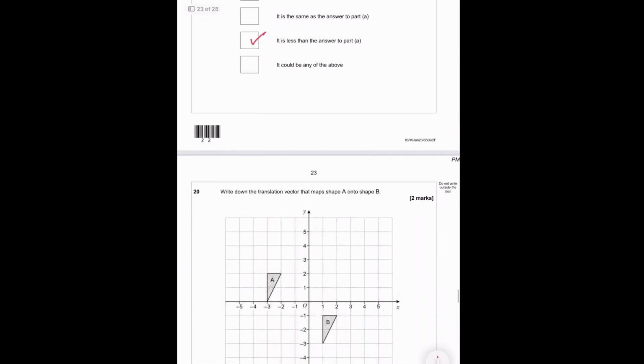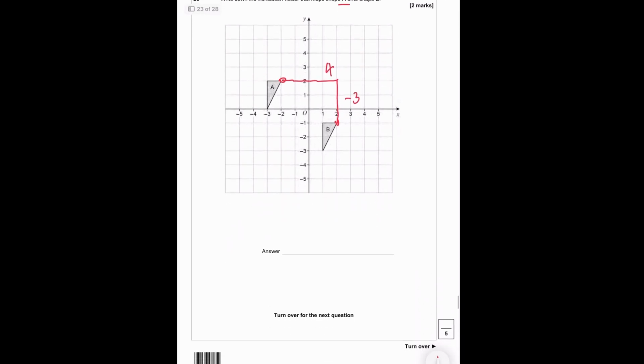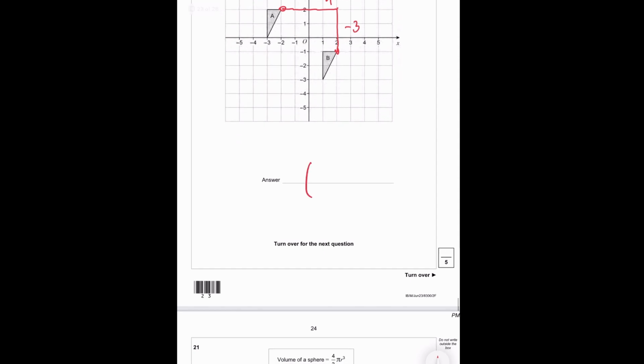Write down the translation vector that maps A onto B. So pick a point on both of them. We're going to go 1, 2, 3, 4 along and 1, 2, 3 down. So that's going to be 4, minus 3. And remember, our vector looks like this.